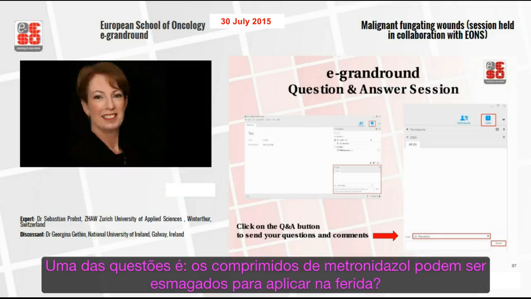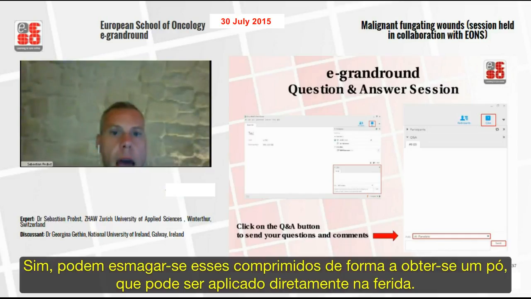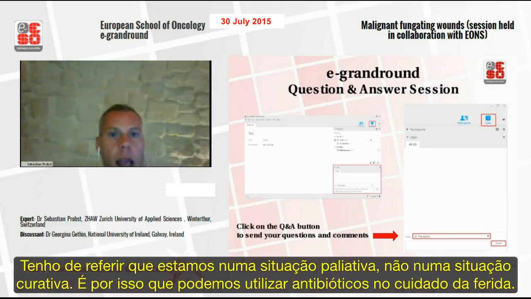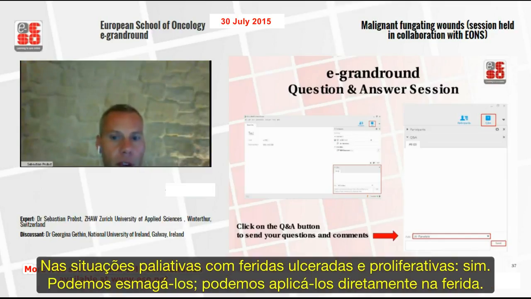Thank you. One of the questions is, can you crush metronidazole tablets or Flagyl tablets to apply to a wound? Yes, you can crush these tablets, and so you have a powder, and you can apply this powder directly on the wound. And I have to say, we are in a palliative situation, not a curative situation. That's why we can use antibiotics in wound care. Otherwise, we do not use antibiotics in wound care. In palliative situations with fungating wounds, yes, we can crush them and apply them directly on the wound.